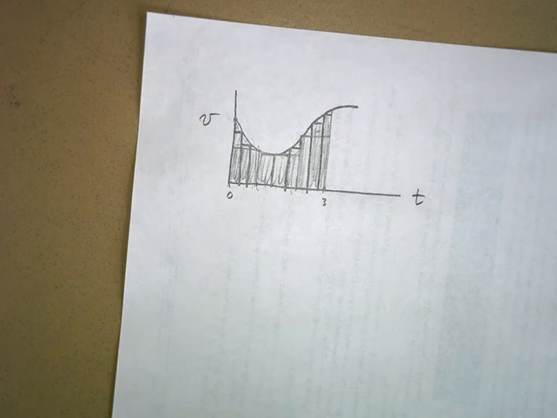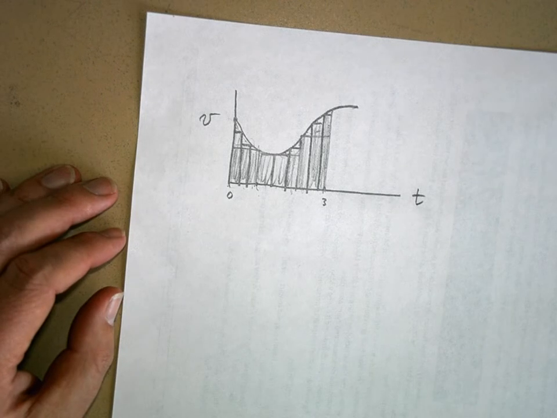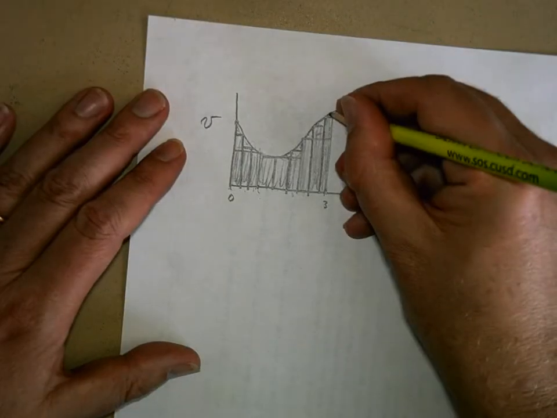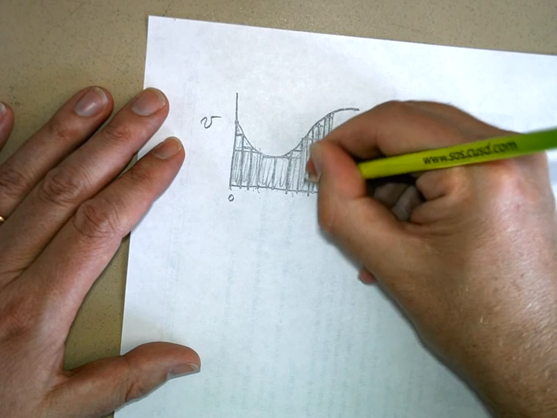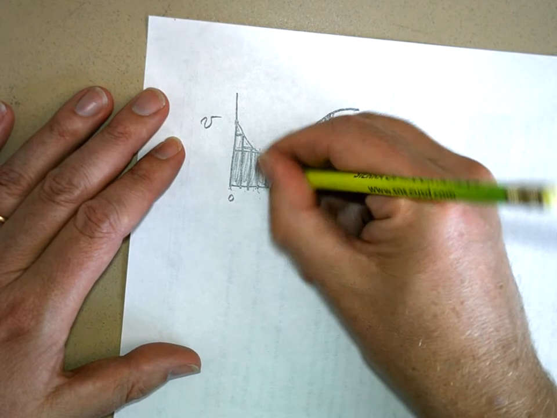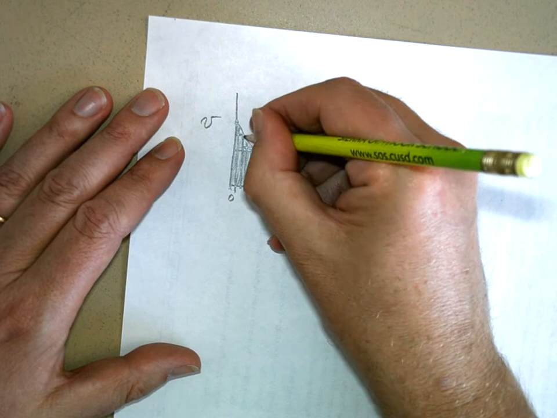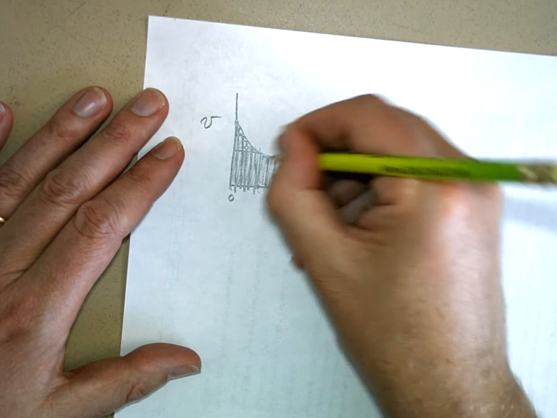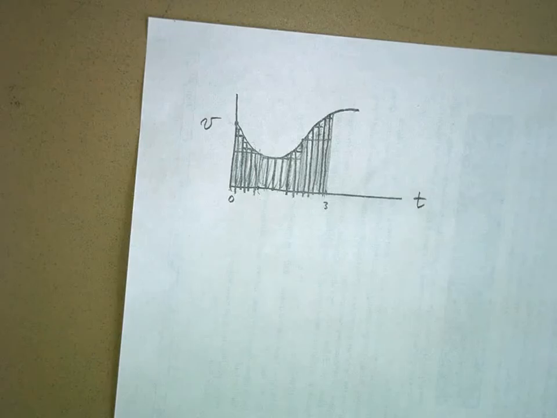Well, maybe that's still too much area missed, so what am I going to do? I'm going to cut it up into more rectangles. Basically, you keep cutting this up into more and more rectangles until you die, because you're going to do this forever. You cut it up into rectangles forever.